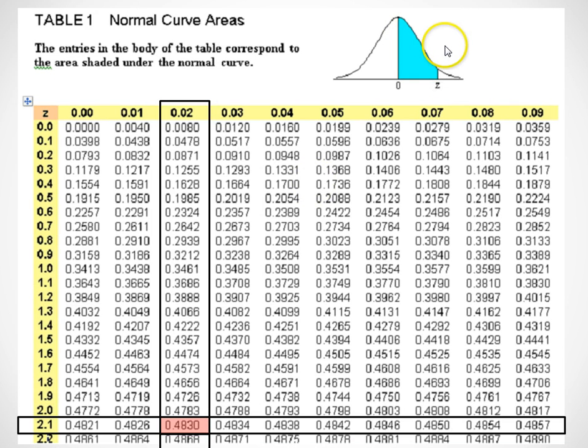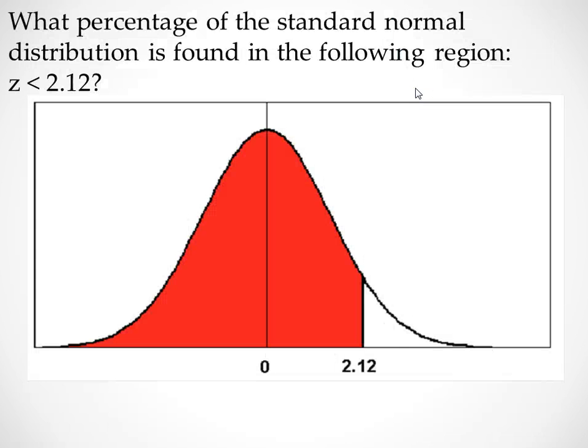Remember that on this normal curve we're using, the values in the table give you the percent that fall between a z-score and the mean. It's this blue region. Returning to the picture, what we know is that from the table, 48.3% of the normal curve falls between a z-score of 2.12 and the mean of 0. But 50% of the normal curve falls less than the mean.